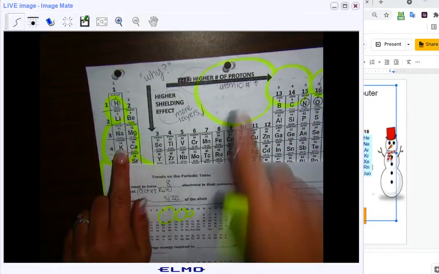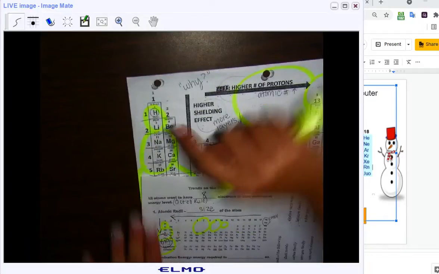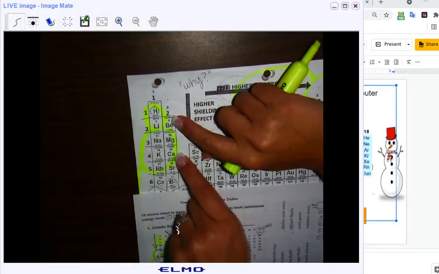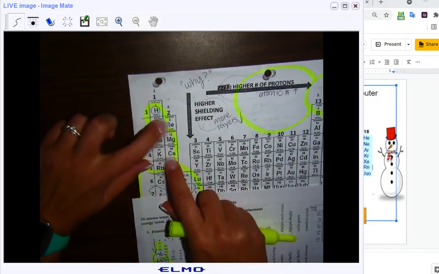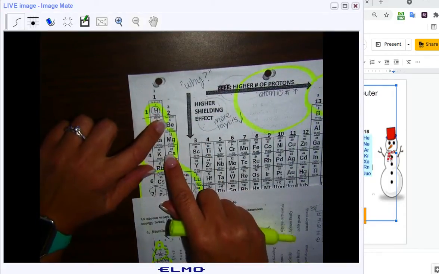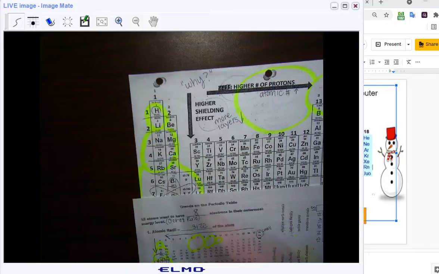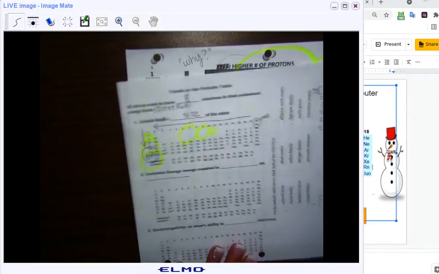That's it. Okay? All right, if I were to ask, why is beryllium, Be, smaller than calcium, or why is calcium bigger than beryllium, what would you say? More layers, more shielding effect. Exactly. Okay? That's how you use those clues. All right, let's go to the next trend.